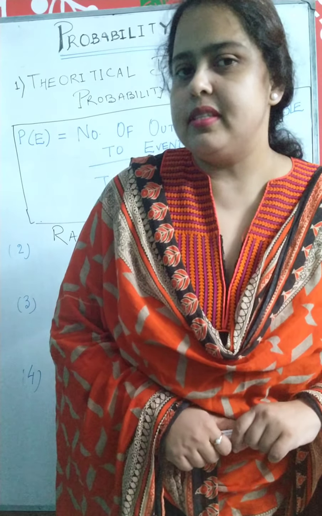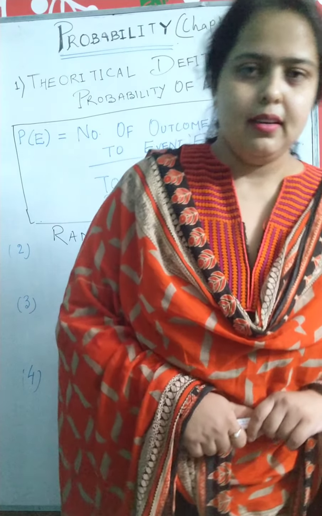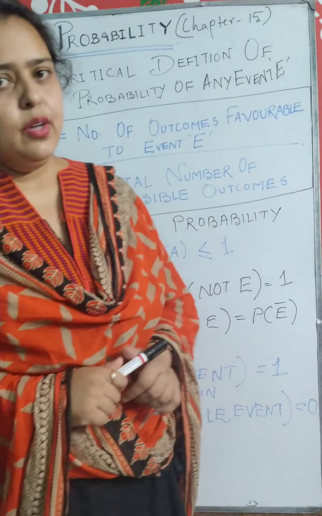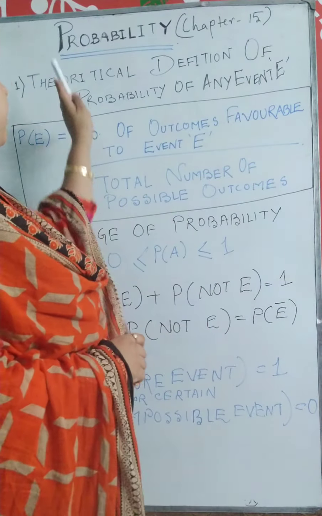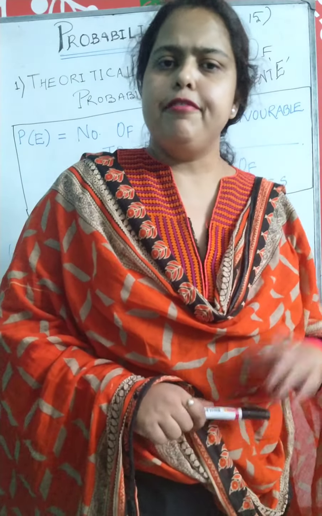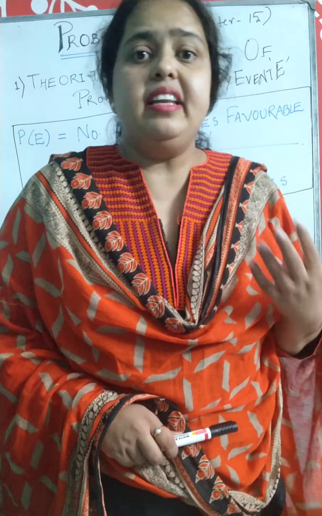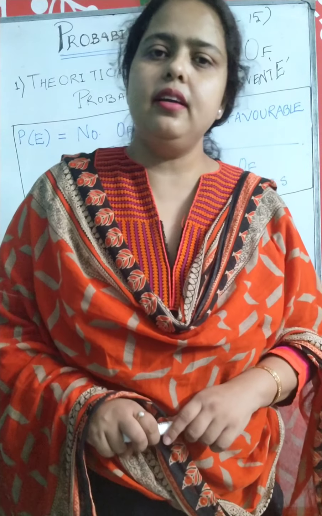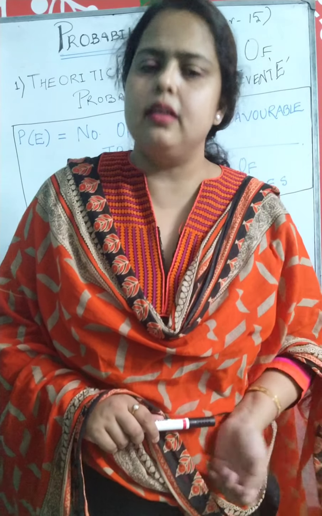Today, I will be starting a new chapter of your course syllabus. What is that? That is chapter 15 of your NCERT textbook. This is what? Probability. Whenever we talk about probability, the first thing that comes to our mind is the occurrence of any event associated with a random experiment. You have already discussed this particular topic in your earlier classes, isn't it?